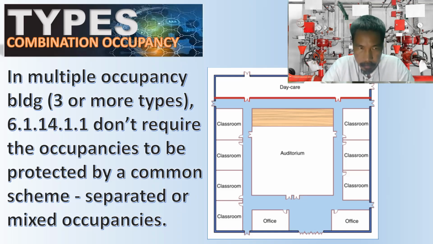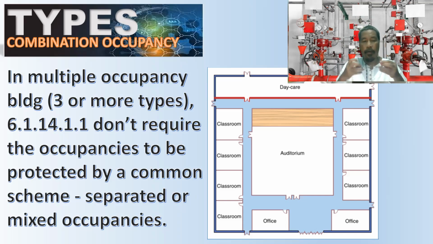Paragraph 1, subparagraph 1, paragraph 1, subsection 14, section 1, chapter 6, don't require the occupancies to be protected by a common scheme. Separated or mixed occupancy. It's not a requirement to be protected by a common scheme. Could be dealt with differently as one unit to another unit, occupancy to another occupancy type.